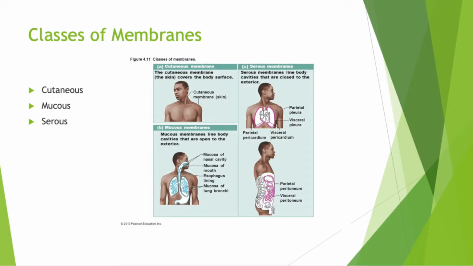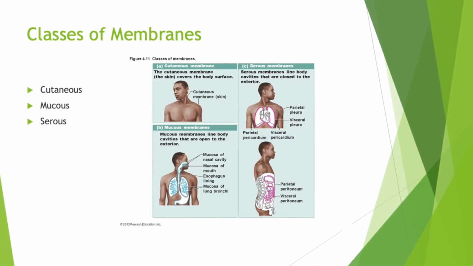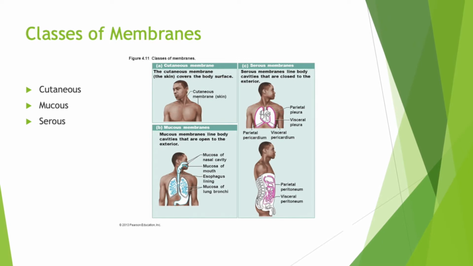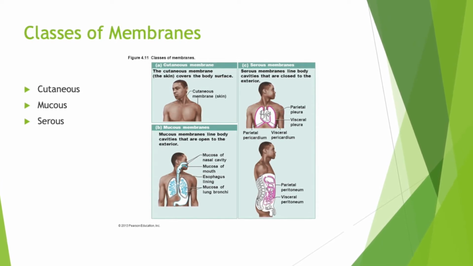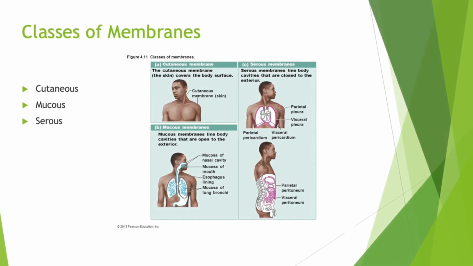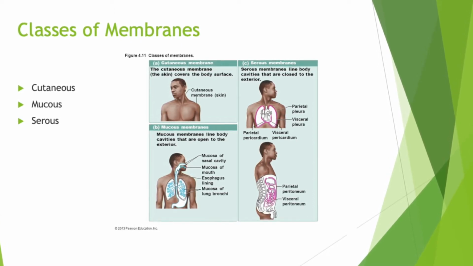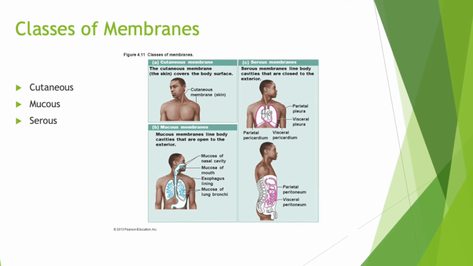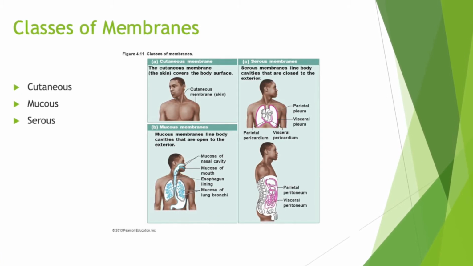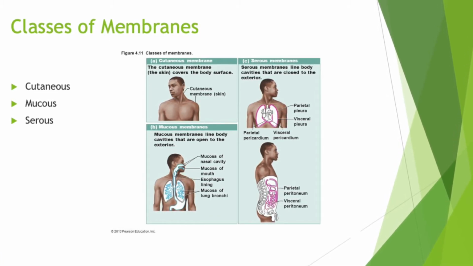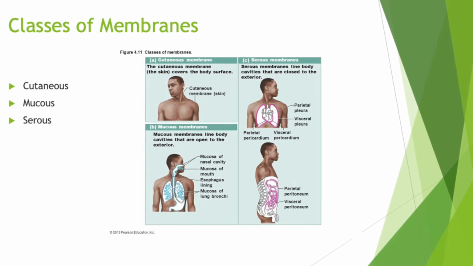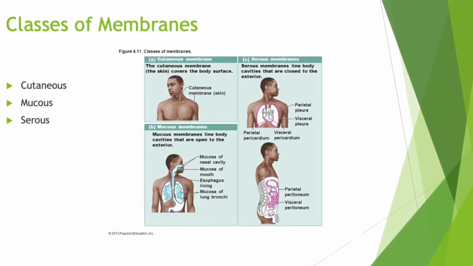There are three types of epithelial membranes. The first type is cutaneous membrane. Cutaneous membrane covers the body's surface, and an example of this would be the skin. The second type is mucous membrane. Mucous membrane lines the body cavities that are open to the exterior. Examples of this would be the nasal cavity, esophagus lining, and the lungs.